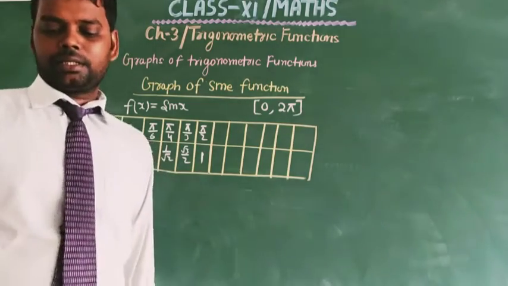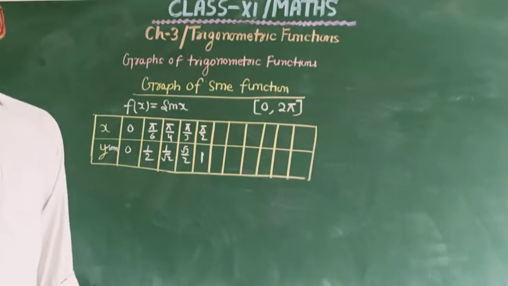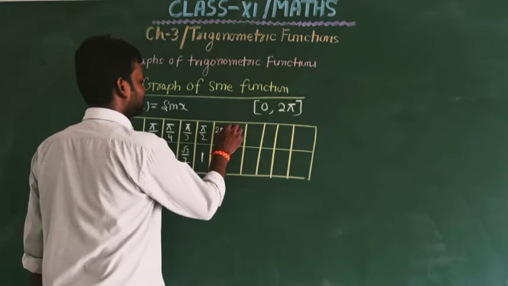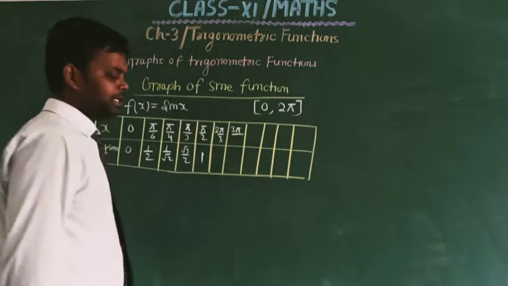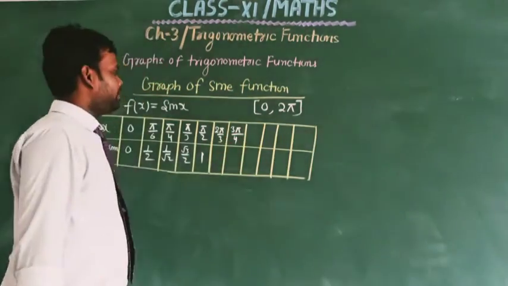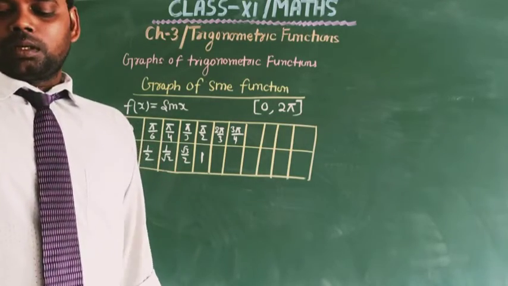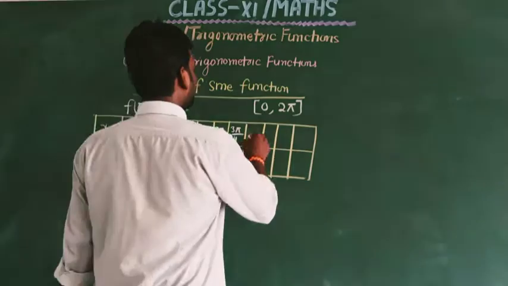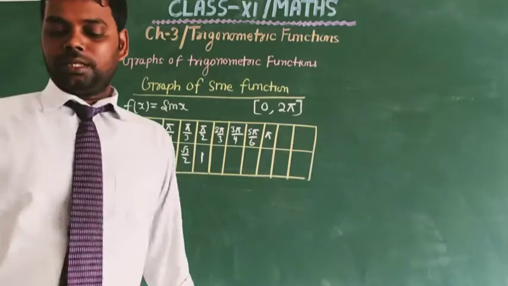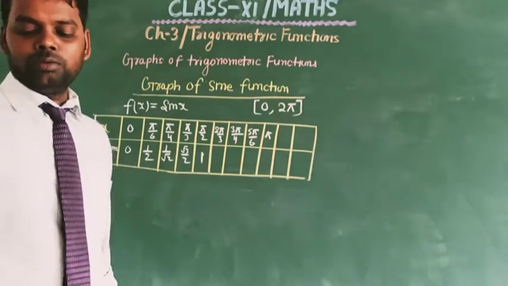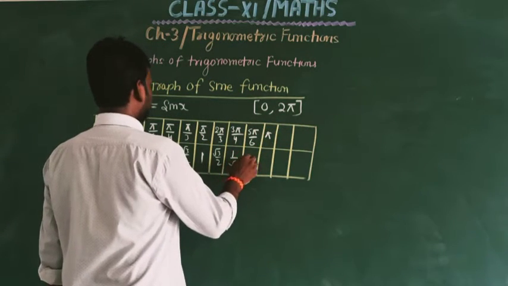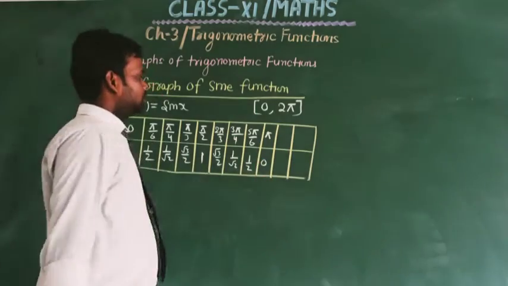Okay, and next also 2 pi by 3, 3 pi by 4, 5 pi by 6 and pi. So the value at 2 pi by 3 is root 3 by 2, then 1 by root 2, then 1 by 2, and this is 0.